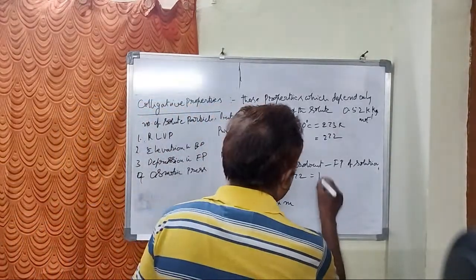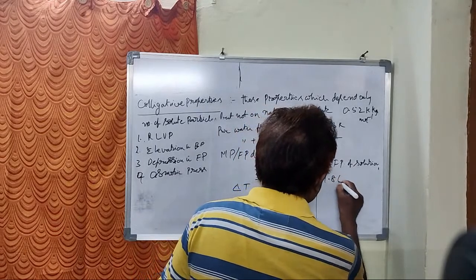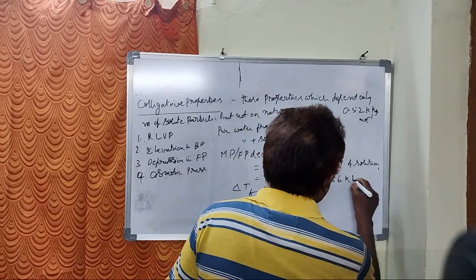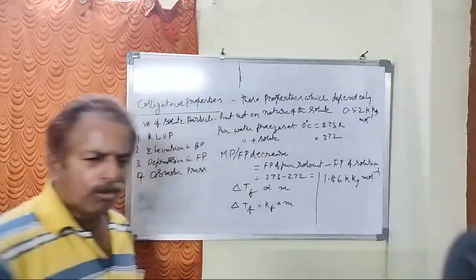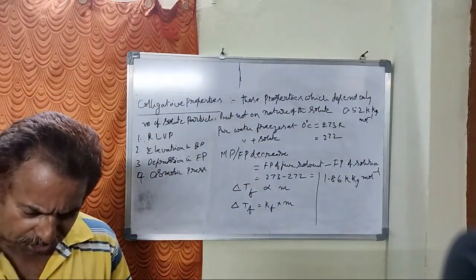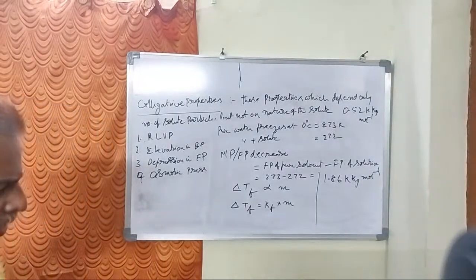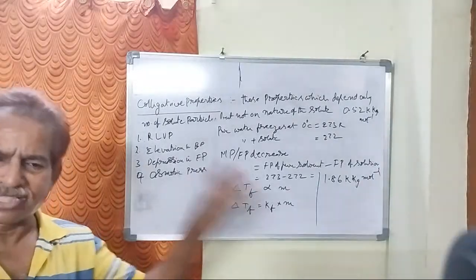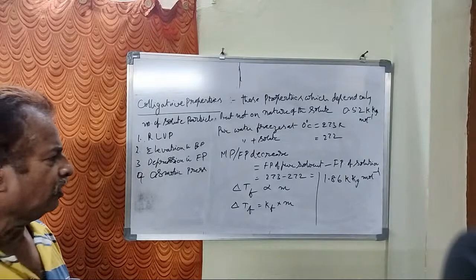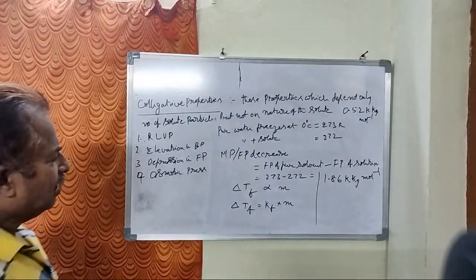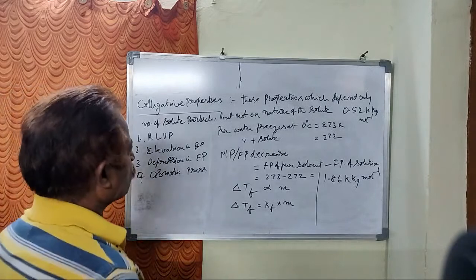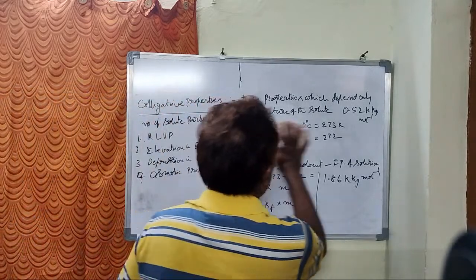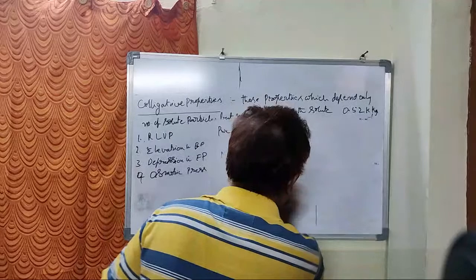Molal depression constant for water is 1.86 Kelvin kilogram mole minus 1. So the molal elevation constant and molal depression constant for a liquid are fixed values. So this is the molal depression constant. Now let us see osmotic pressure and osmosis. Osmosis.